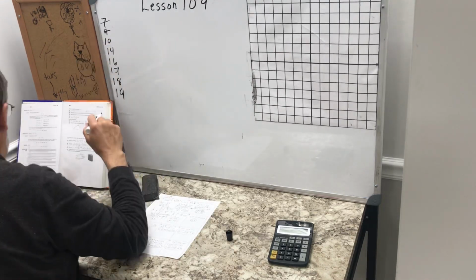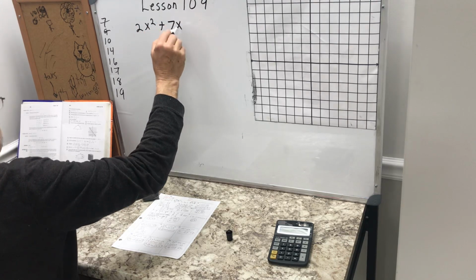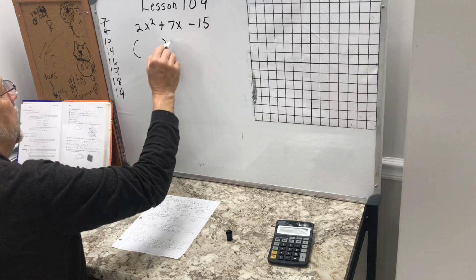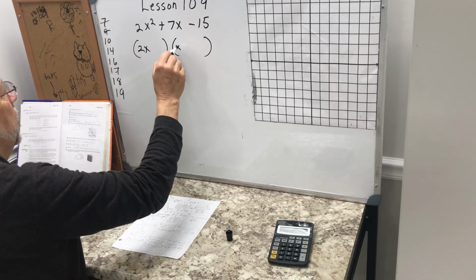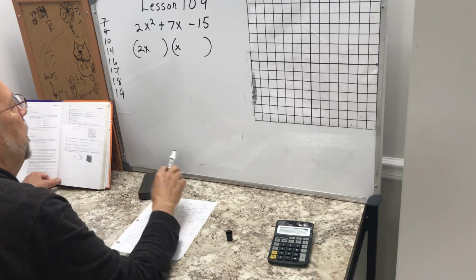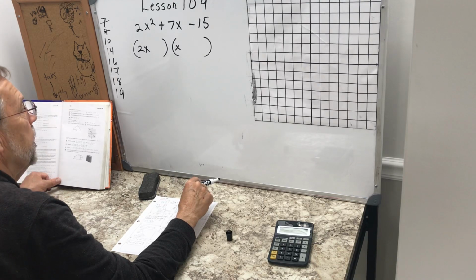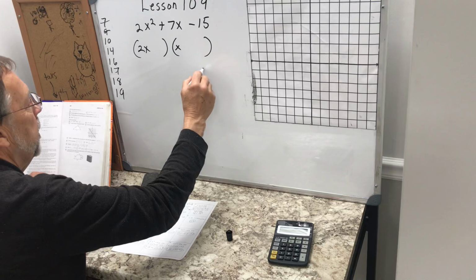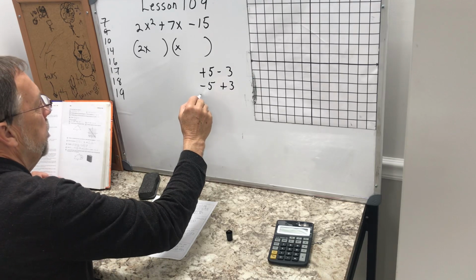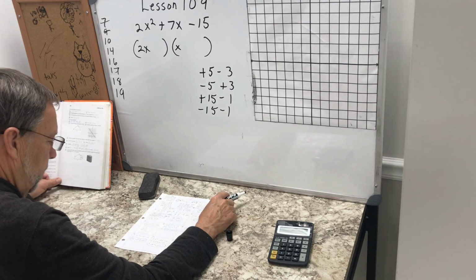That was number 9. Number 10, write it in descending order: 2x squared, positive 7x, and a negative 15. Can we factor out? Cannot. 2x and x, always, to multiply back together, will equal the original number there. Now, what are the possibilities on number 10? There are several. I'll write them down: positive 5, negative 3, negative 5, positive 3, positive 15, negative 1, negative 15, positive 1. Lots of possibilities.